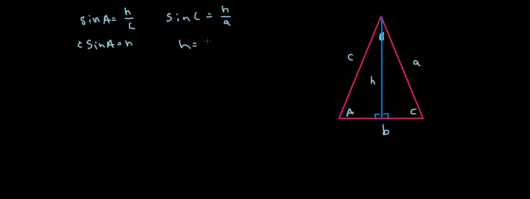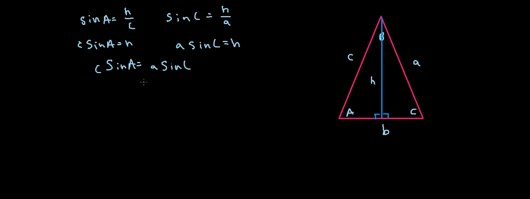Rearrange this. I'll write it this way, so it's symmetrical. So I just multiplied the sides over to the other side. Now both of these are equal to H. Things that are equal to the same thing, I can set equal to each other. So I'm going to drop the H. I'm going to say that C sine A is equal to A sine of C.